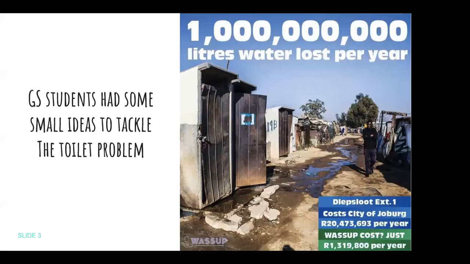So the Global Studio students had some small ideas to tackle the very large toilet problem. A couple of years later, there was some data: about 50 water meters were installed in the area. And we calculated that there's 1 billion liters of water lost per year leaking from the top structures alone. That didn't include the infrastructure under the ground and the leaks underground. That was costing the City of Johannesburg 20 million rand per year in lost water sales, and yet to run a program to maintain it was going to cost 1.3 million. Anyway, I'm jumping ahead.